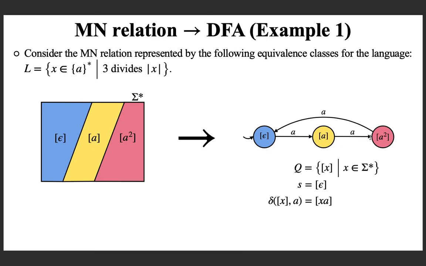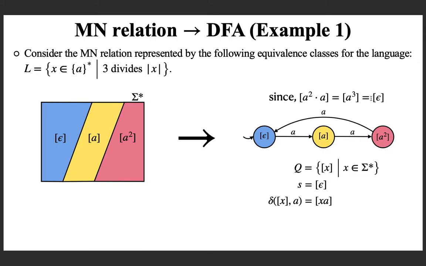Then the last transition is going like this, because you verify that you are already in A square and you are looking for the A transition. If you append it here, you are getting A cube. And what is A cube? A cube is in the same equivalence class as that of epsilon, and so the two are the same equivalence class. And why? Because if you divide the length of A cube or the length of epsilon by 3, you will get the same remainder, and hence they both are in the same equivalence class.